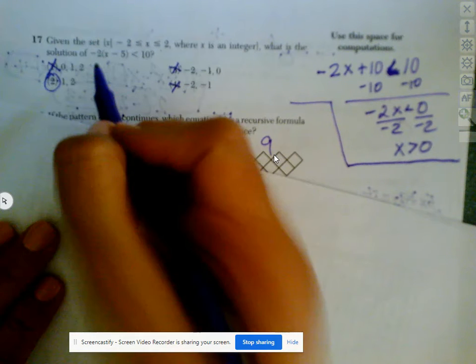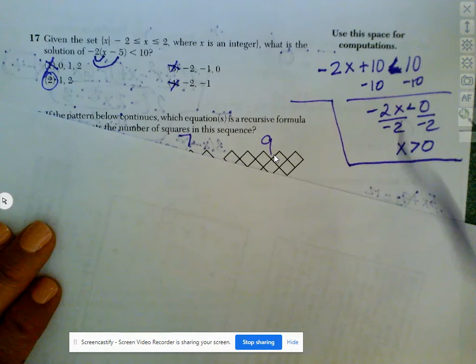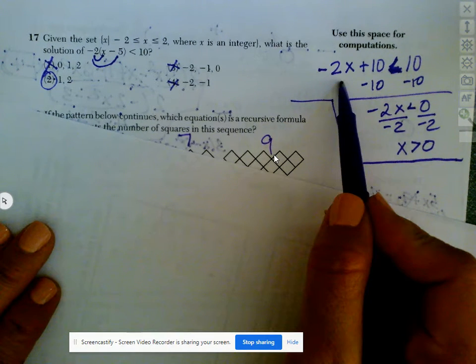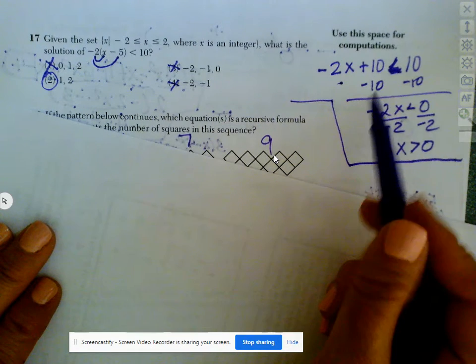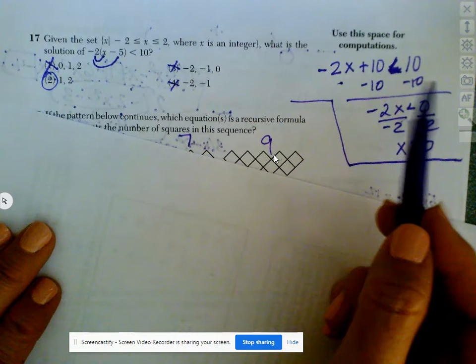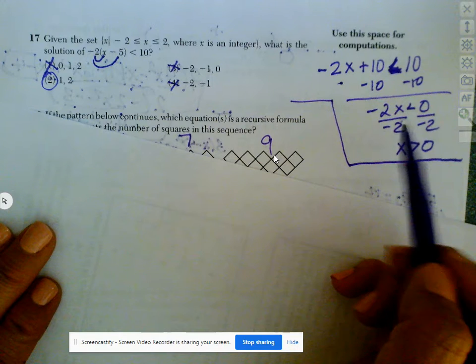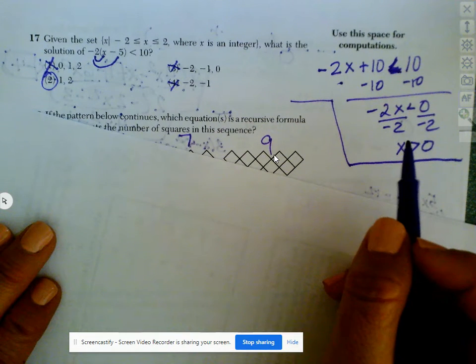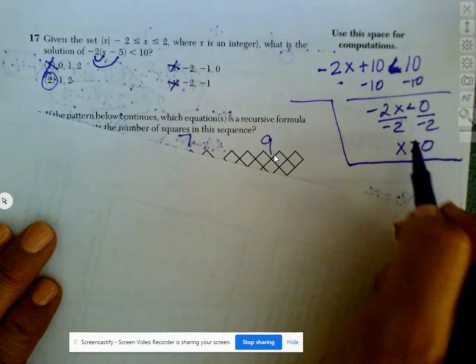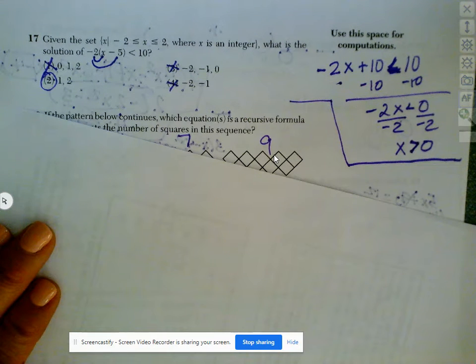So the first thing I have to do is use the distributive property. Negative 2 times x is negative 2x. Negative 2 times 5 is positive 10. And then that's less than 10. Subtract 10 from both sides. So I get negative 2x less than 0. I divide both sides by negative 2, and dividing by a negative, I immediately flip the inequality symbol, even with the 0, guys. So x is greater than 0.